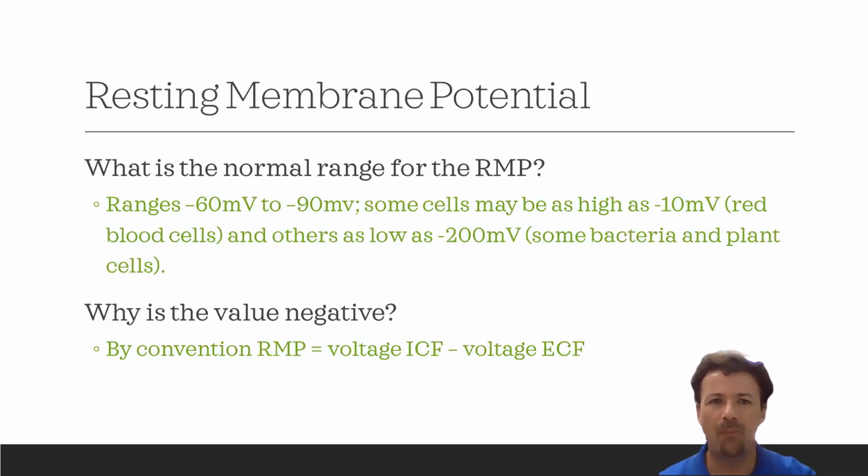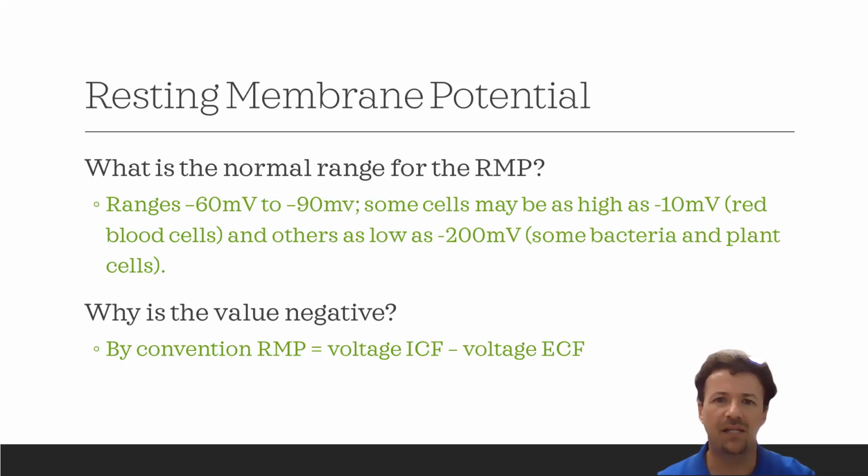So here's a couple of questions. What is the normal range for the resting membrane potential? All biological systems exist in a normal range. And for the RMP, it lies between -60 and -90 millivolts. And different cells tend to have particular ranges. On average, we say that the typical neuronal cell has a resting membrane potential of about -70 millivolts.